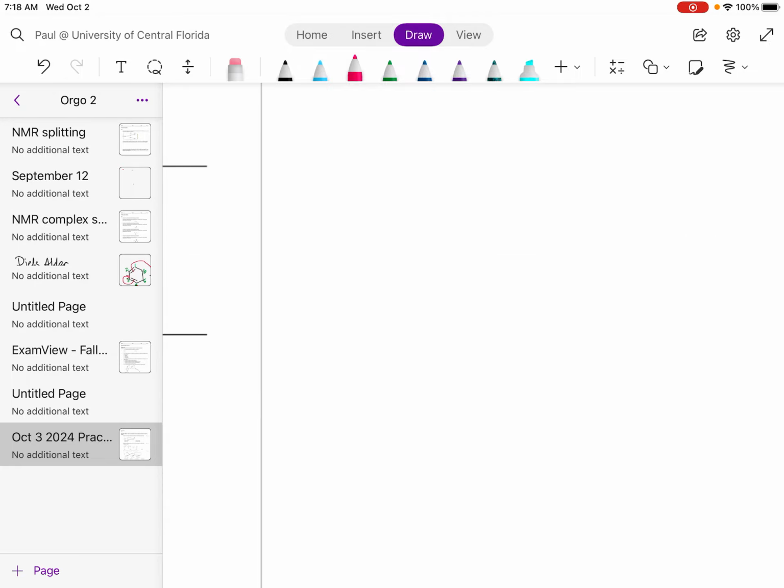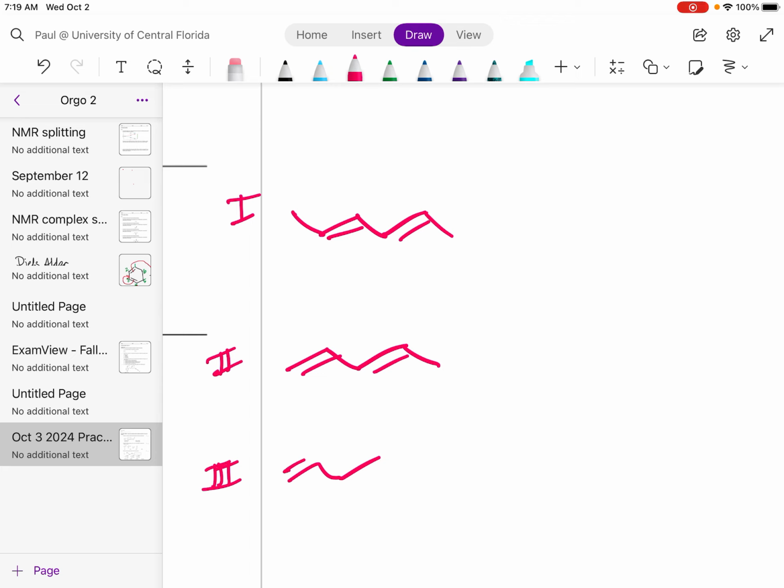So let's take molecule one and redraw it. Okay, so we have molecule one. I'm going to draw it like how it's shown. Like that. And then we have molecule two. Molecule 3, let's do it like this. Molecule 1, molecule 2, molecule 3. Looks like this. And then molecule 4.